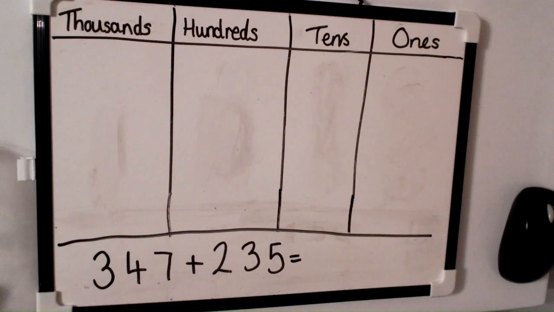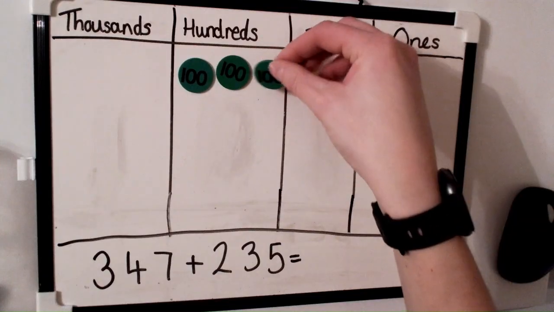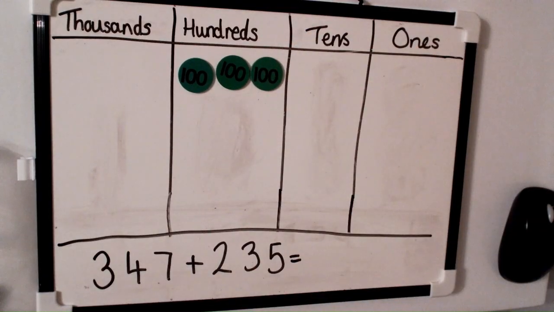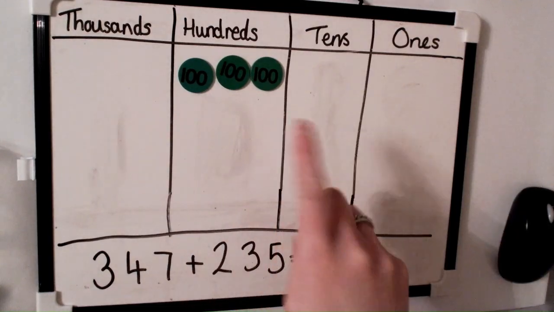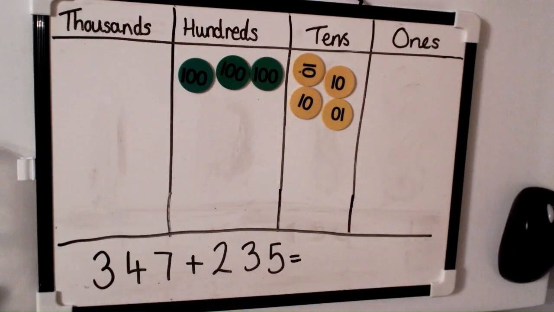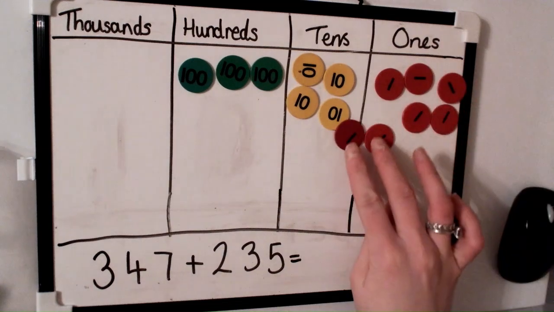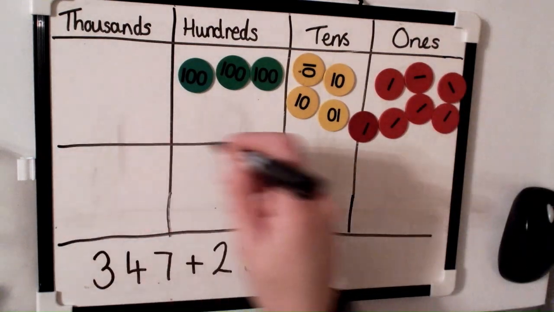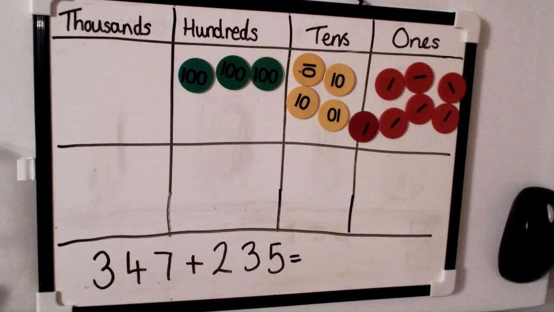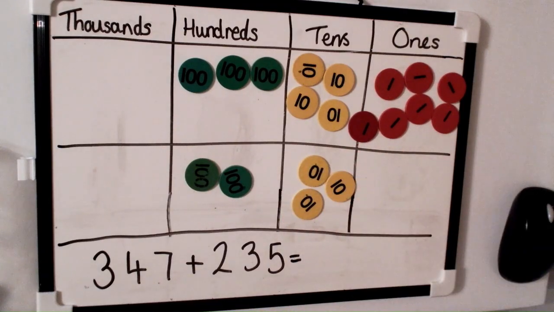So with the counters, we represent the hundreds, the tens and the ones. I'm going to start by making my first number. So I've got 3 hundreds, 4 tens and 7 ones. 347. And underneath I'm going to represent my second number. 2 hundreds, 3 tens and 5 ones. 235.